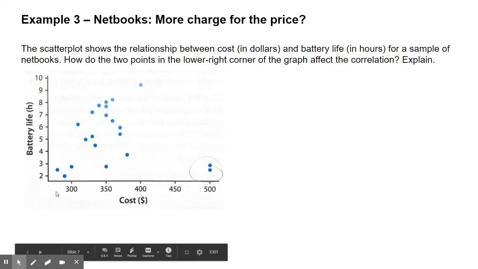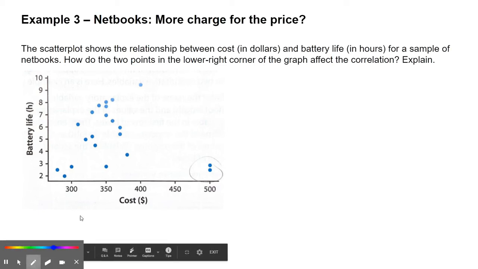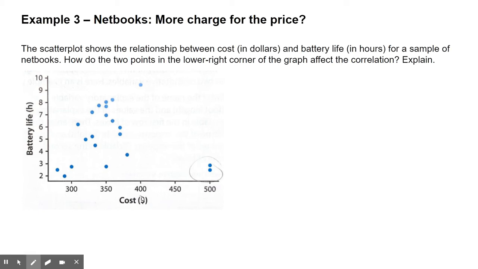Okay, so example 3, netbooks more charge for the price. The scatter plot shows the relationship between cost in dollars and battery life in hours for a sample of netbooks. How do the 2 points in the lower right corner of the graph affect the correlation? Explain. So again, I think the idea here is that if you pay more for whatever netbook, then the battery life will last longer. I know that I always try to buy an economically priced Dell laptop, and I know the batteries never last as long as they should.